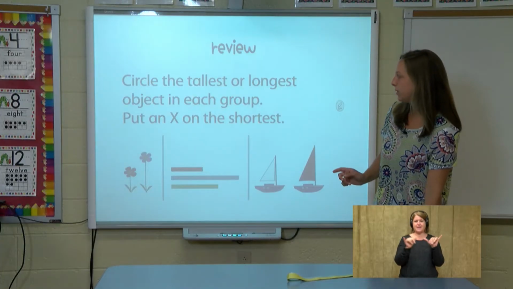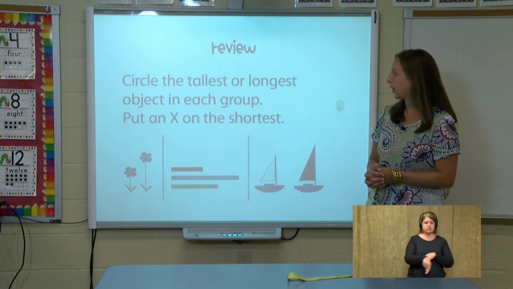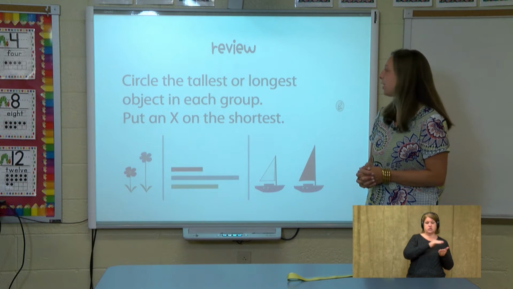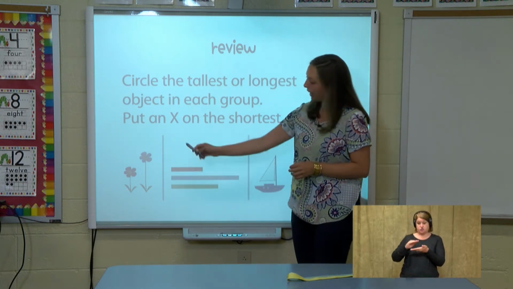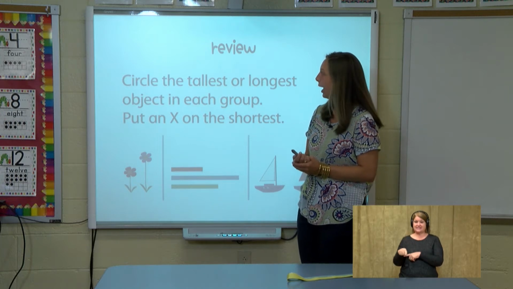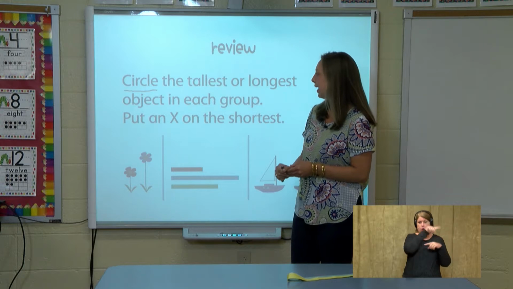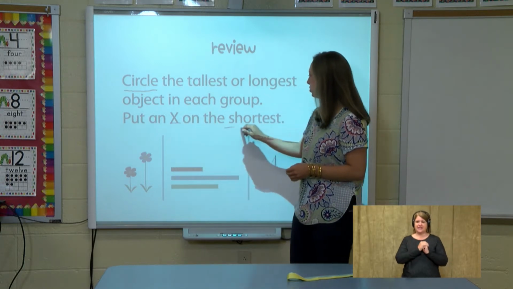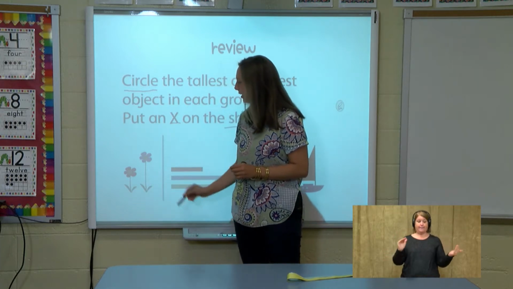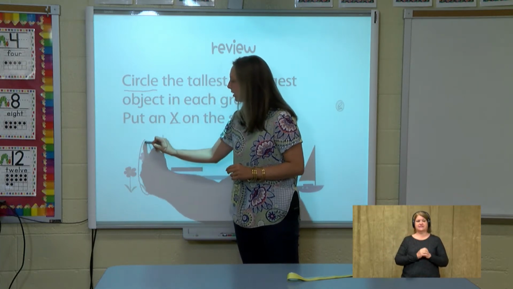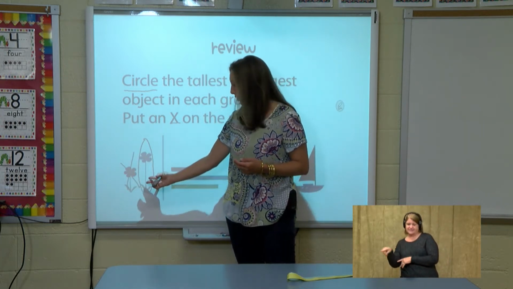Okay, let's review what we did on Monday. Circle the tallest or the longest object in each group. Put an X on the shortest, okay? So looking at my two flowers, I put a circle on the tallest and I put an X on the shortest. It's easy when you have two.